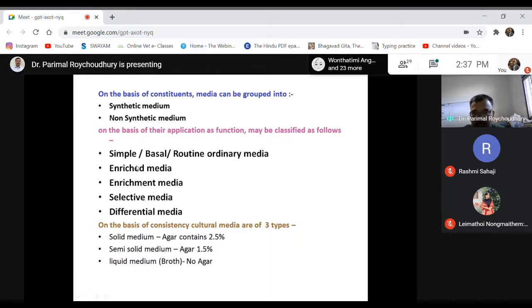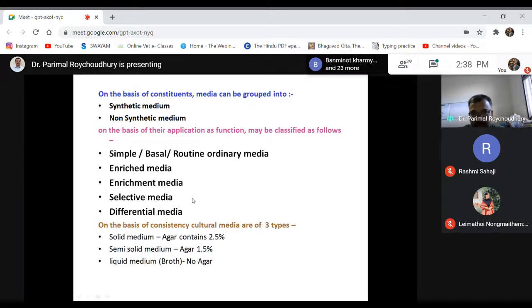Simple media is a routine ordinary media which supports the growth of all types of organism. When you incorporate additional nutrients in the form of animal serum or blood, it becomes an enriched media. Fastidious bacteria like this enriched media for growth and multiplication. Besides this, there is another type called enrichment media, which is available in the form of broth. If your clinical specimen contains very few organisms, using it you can amplify them into a higher number, and then you can grow and multiply.